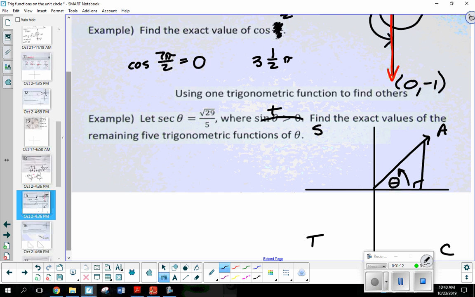Now, in order to find those functions, the ratios, I've got to know what the sides of the triangle are. Are they giving me any of those? Which two? There you go. Remember, secant's ratio is r over x, right? So square root of 29 over 5 should equal r over x. So I see that the radius should be the square root of 29, and I see that the x value should be 5.